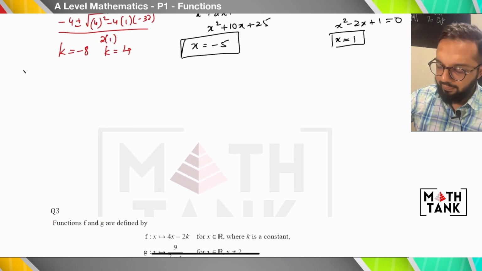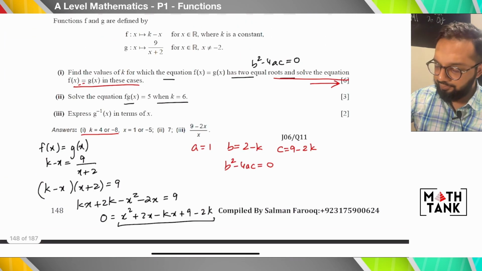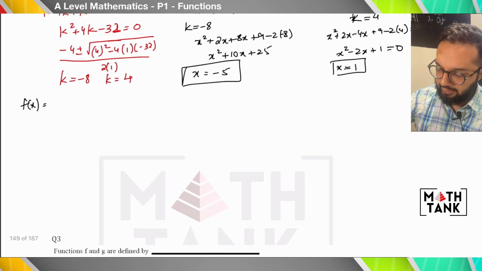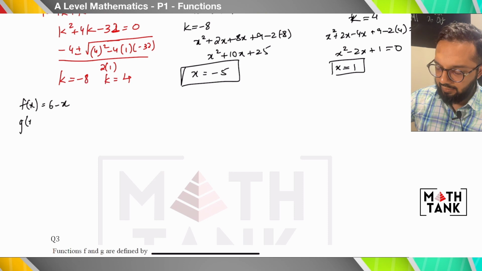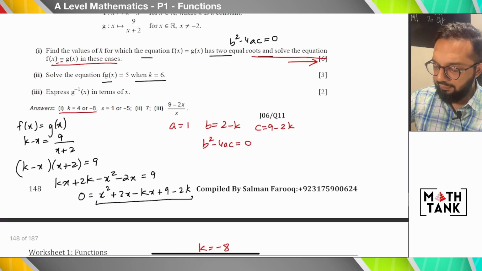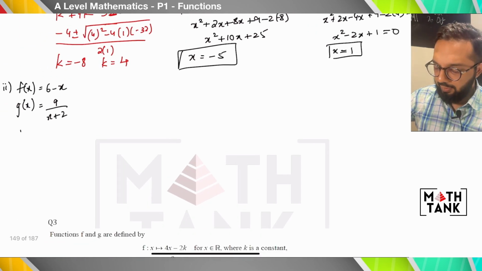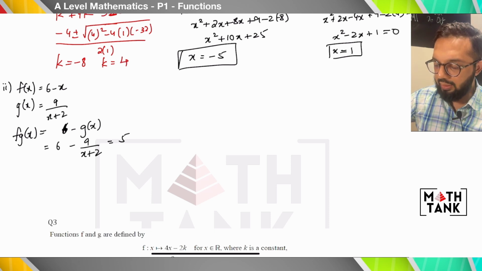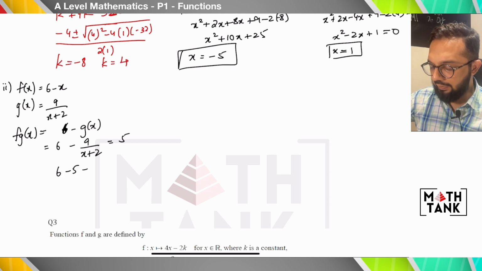So now this time f of x is 6 minus x and g of x for part 2 is 9 over x plus 2 as before, and this is telling me fg of x equals 5. So I will have to construct fg of x first, which is 6 minus g of x. So 6 minus 9 over x plus 2, and they're asking me the question equals 5. 6 minus 5 equals 9 over x plus 2. So x plus 2 equals 9, x equals 7. And that is the solution to the second part.